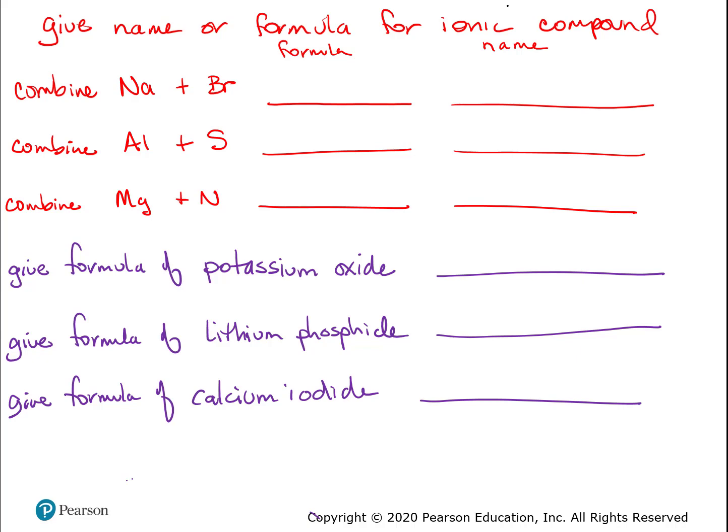So if you were going to combine sodium and bromine, what would the charge on the sodium be? +1. What would be the charge on the bromine? -1. So if I swap these, they're equal. So the formula would just be NaBr. And what would you call it? Sodium bromide. Whole name of the metal, first part of the nonmetal plus IDE.